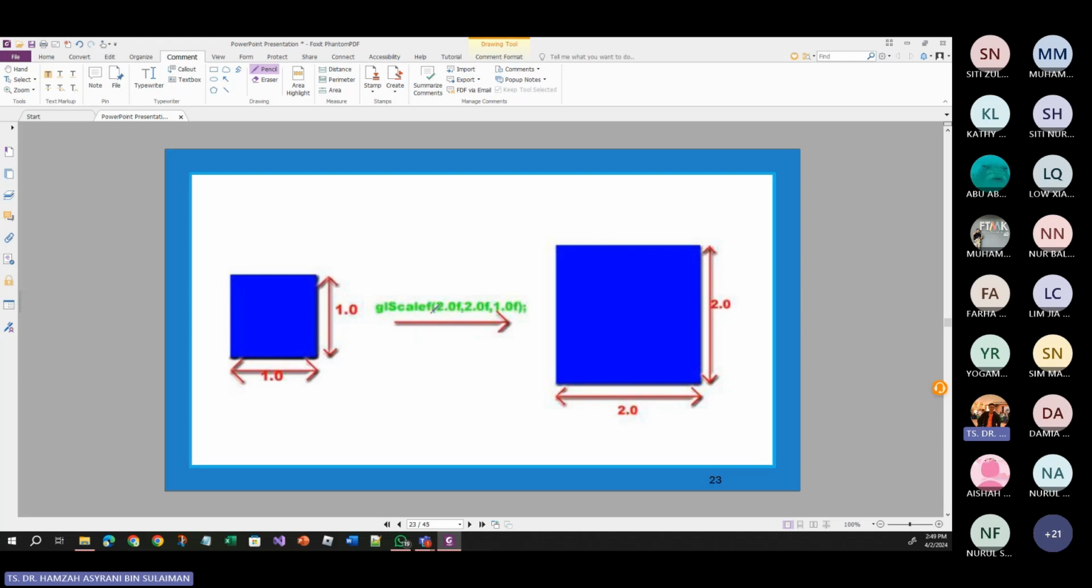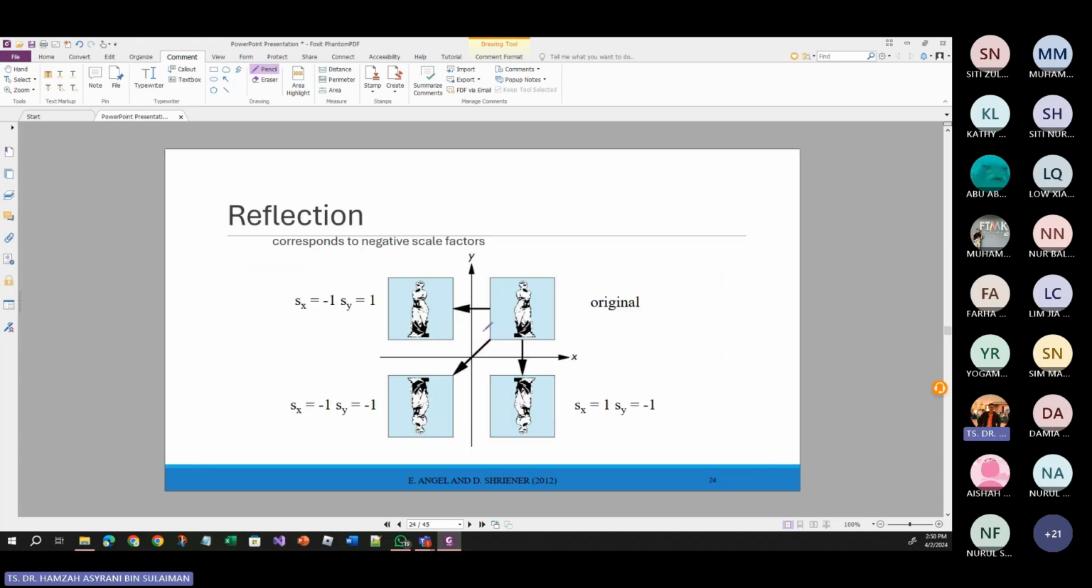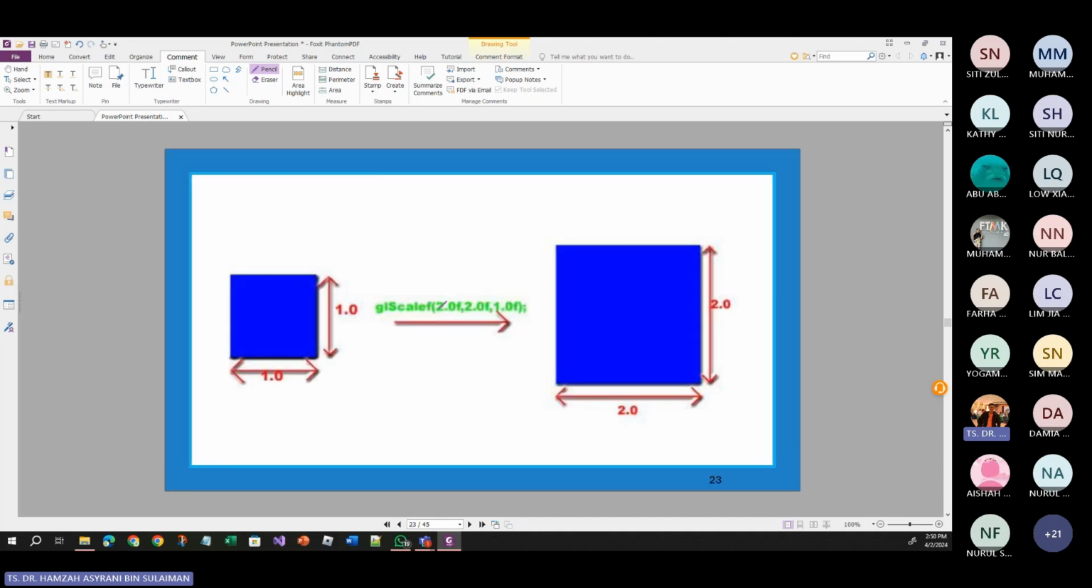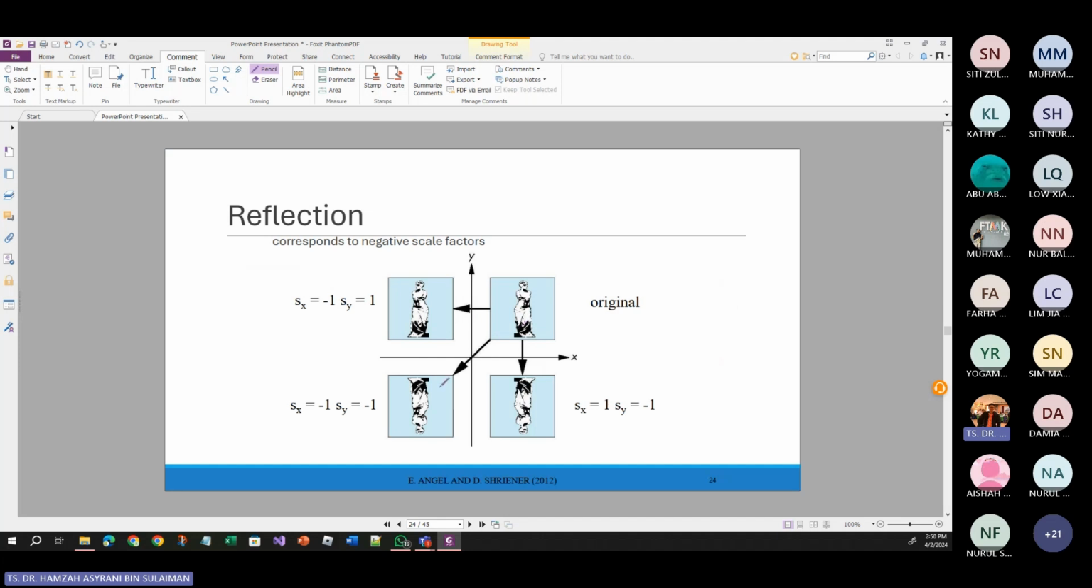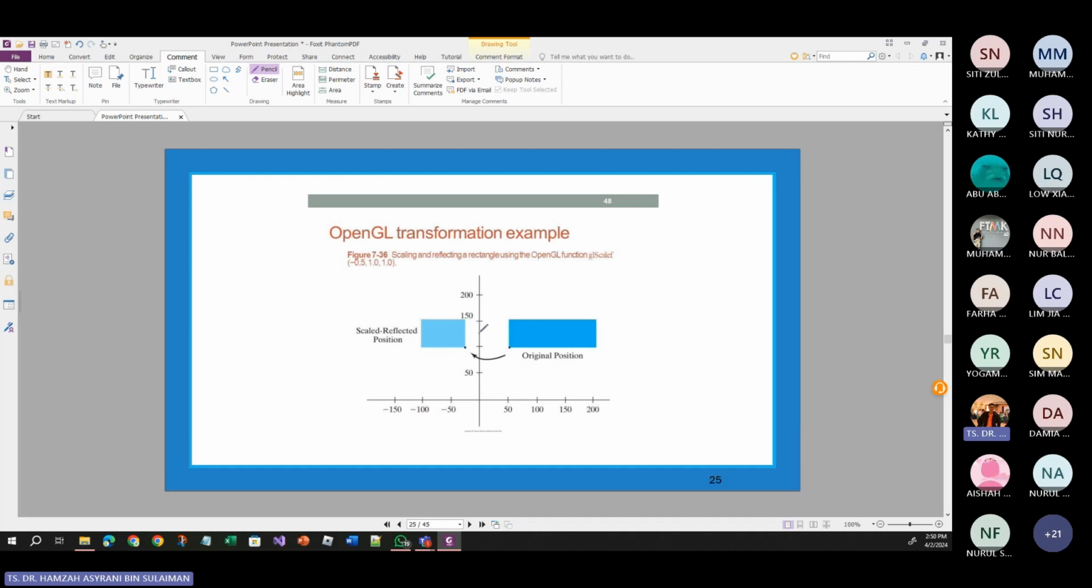Nak scale kecil kan boleh. So it's not 2.0, mungkin 0.5 or 0.something lah. Okay. Ataupun boleh ada negatif. Boleh juga negatif. You put negatif beside this one. Okay. Dia akan terbalik. That's how you play with the object lah. Okay. This one transformation. Nampak? Scaling and reflecting a rectangle using OpenGL function glScalef. Okay. You guys dah nampak kan? Nampak? Negatif 0.5. Dia terbalik kan? This one is original. Dia terbalik kan? Negatif ke arah X. Sebab this one is X.